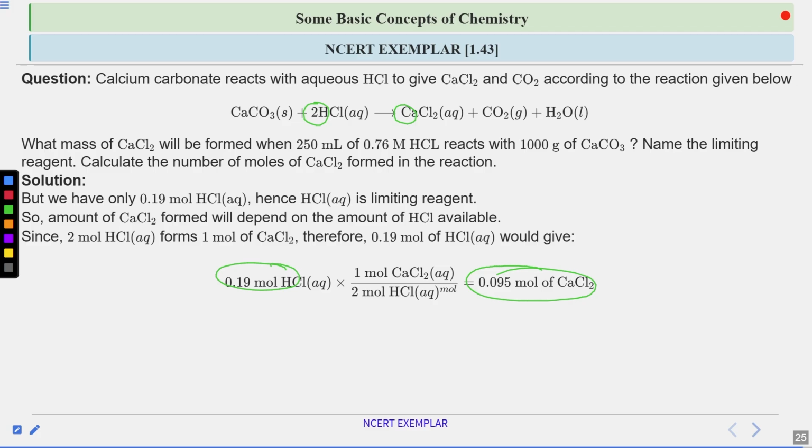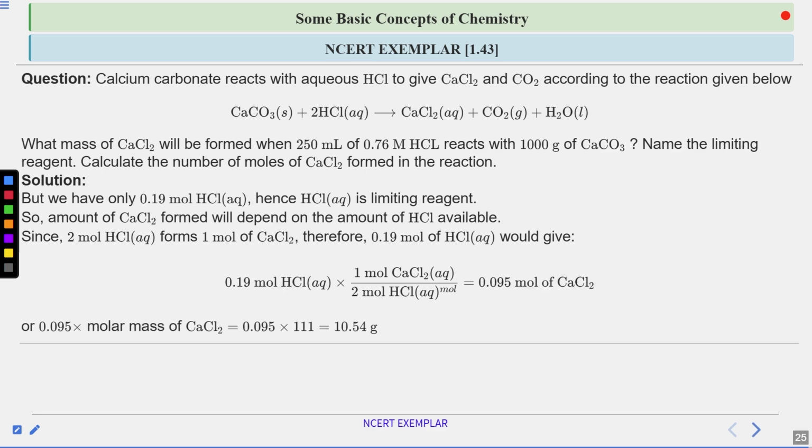So Sachin, remember that if 2 moles of HCl are reacting, then we are getting 1 mole of CaCl2. So whatever amount we have of HCl, half of that will be formed for the calcium chloride. It's very easy to understand from here: if 4 chocolates cost 2 rupees, then 1 chocolate will cost 2 by 4, and 3 chocolates will cost 2 by 4 into 3. As simple as that. So that will give you your final answer as 0.095 moles of calcium chloride.